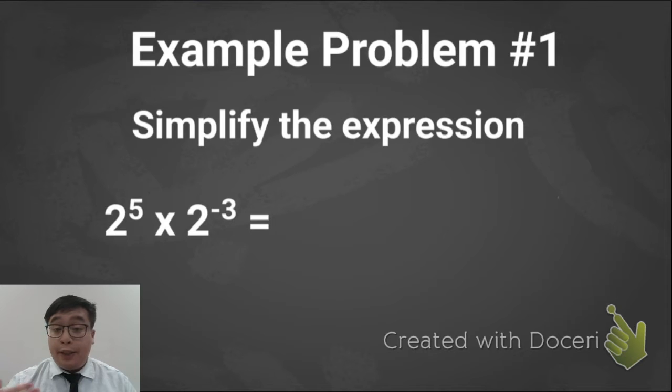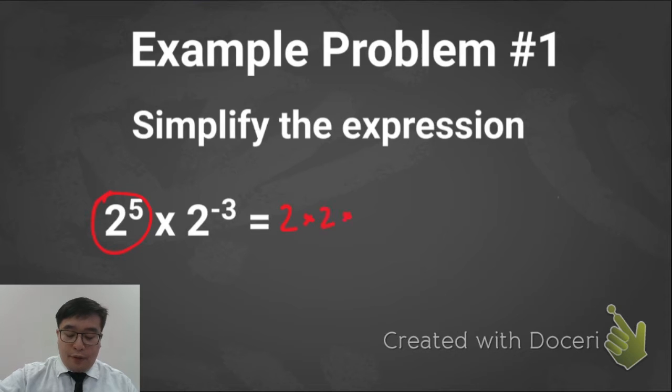Here I want to simplify the expression. When I simplify an expression, I want to write it so that we have a single base and a single exponent. So looking at one term at a time, here I have 2 to the 5th power. That's going to mean I have 2, 3, 4, 5 of these 2's being multiplied together.